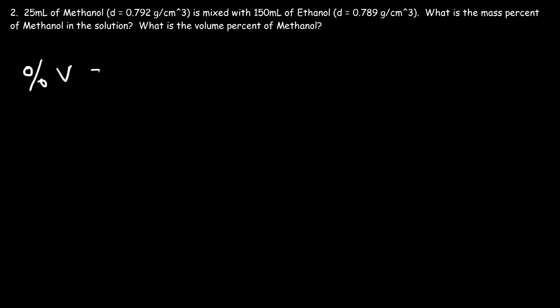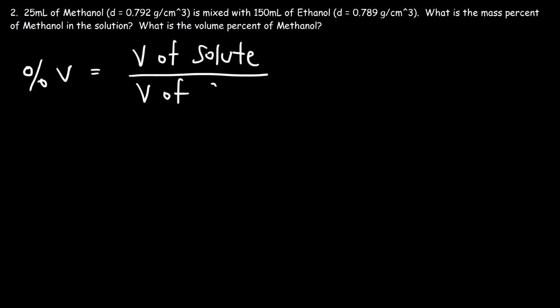The volume percent is very similar to the mass percent. You're just dealing with volume. So it's going to be the volume of the solute divided by the volume of solution times 100%. So what's the solute in this example? Well, in this case, the solute is going to be methanol because we have a lot less methanol than ethanol. So the methanol is going to be dissolved by ethanol, since typically the solvent usually exists in greater quantity.